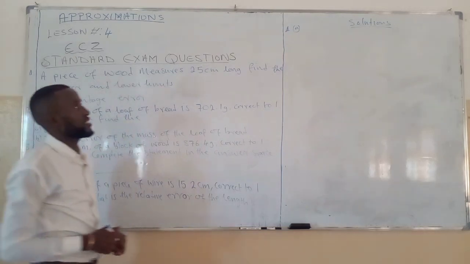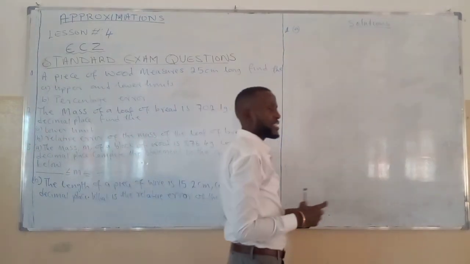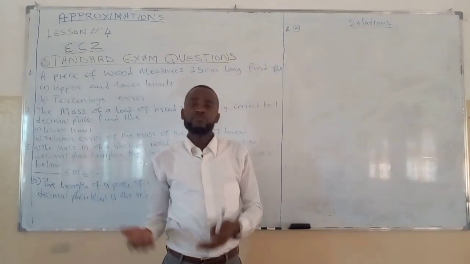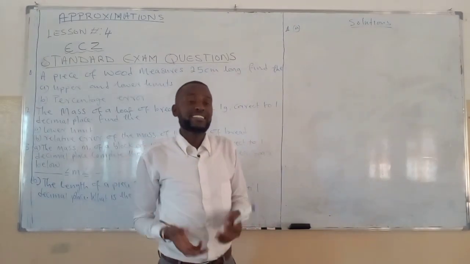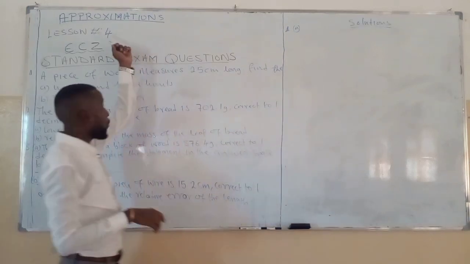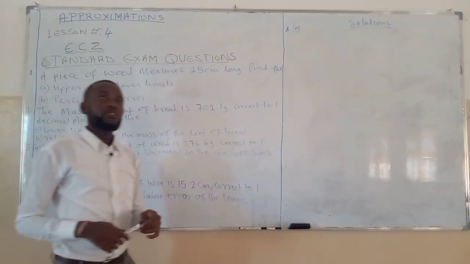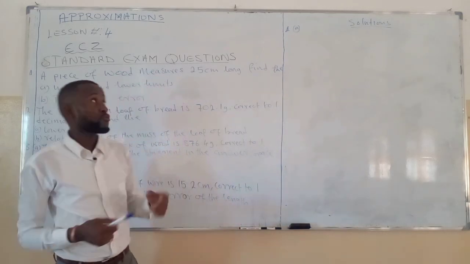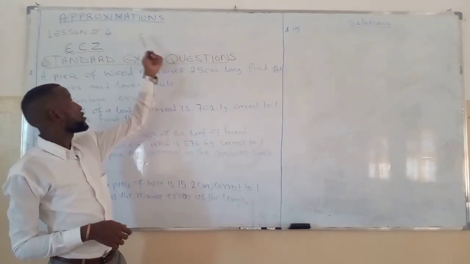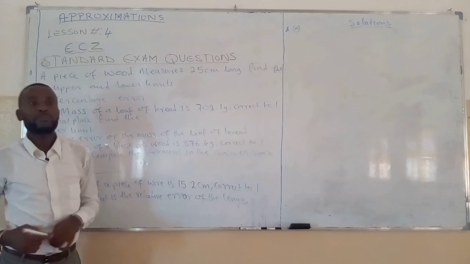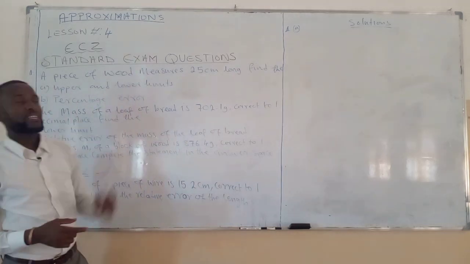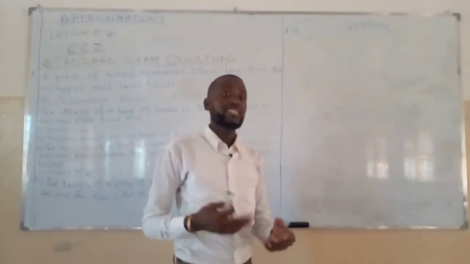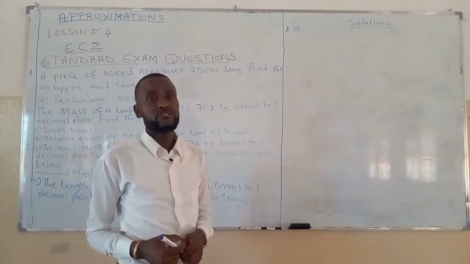It's interesting. One thing you should understand is that upper and lower limits are very simple and straightforward. We looked at them in lesson number 1. This is lesson number 4. So if you are joining us for the first time, I would advise you to look for the video, the introduction of approximation, which is lesson number 1, and watch it, and watch lesson 2 and lesson 3. Then these questions will be easy for you.